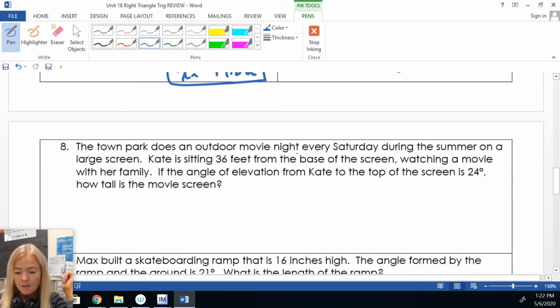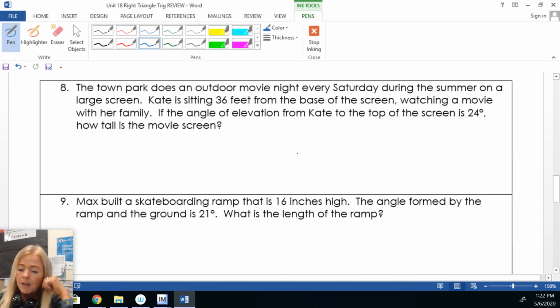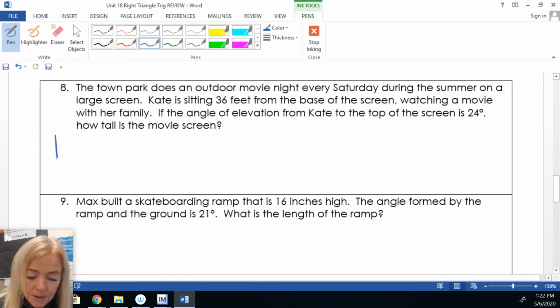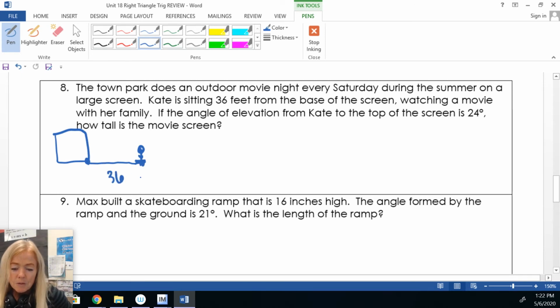We're at 8 minutes. So number 8, the town park does an outdoor movie night every Saturday during the summer on a large screen. Kate is sitting 36 feet from the base of the screen. So we have a screen here for movie night, and here's Kate sitting 36 feet from the base of the screen watching a movie with her family.